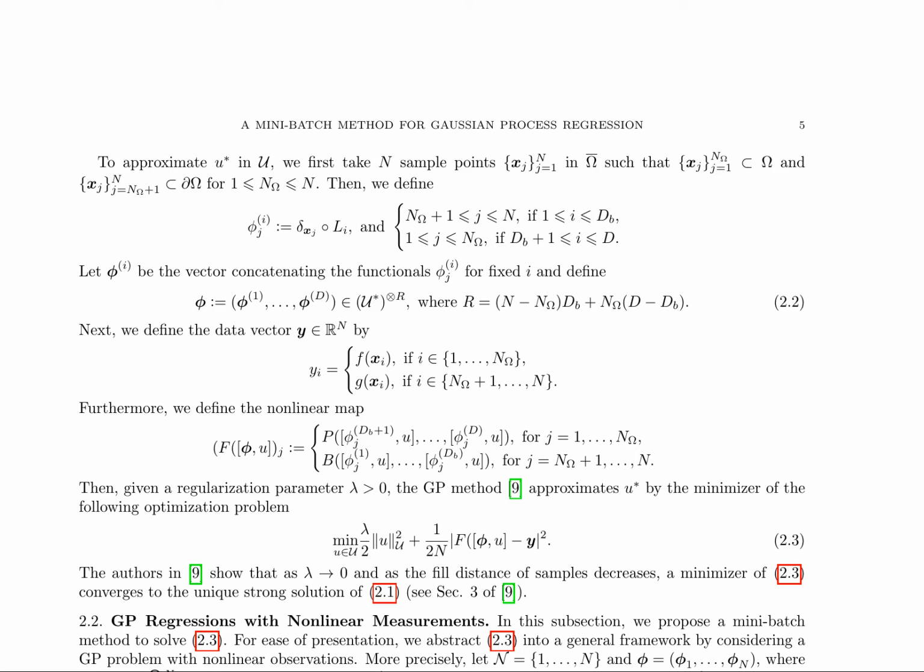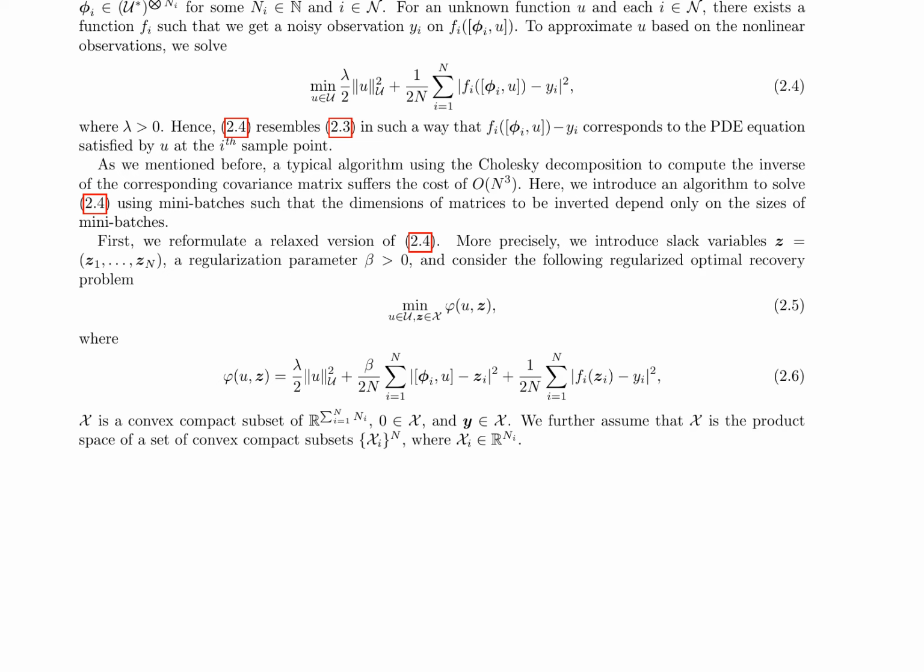Here is a combined summary of pages 5 and 6 of the research paper. To approximate the solution of a Gaussian process regression problem, the authors propose a mini-batch method. The method involves defining a vector of functionals, phi, and a data vector, y, which are used to construct a nonlinear map, f. The GP method approximates the solution by minimizing an optimization problem, which involves a regularization parameter lambda and a data fitting term.